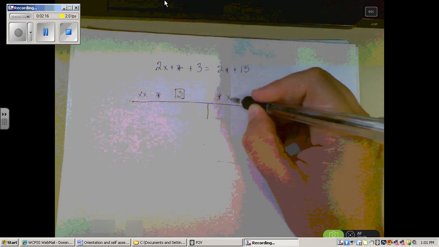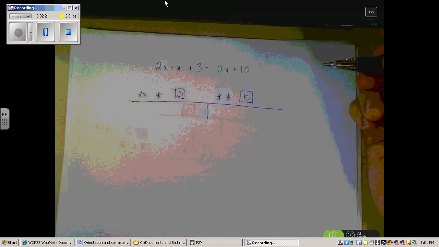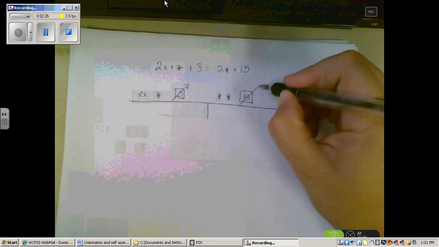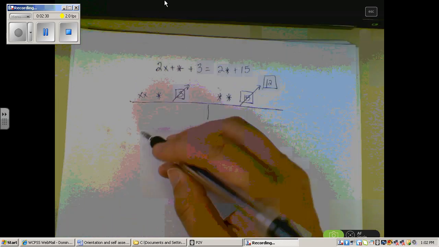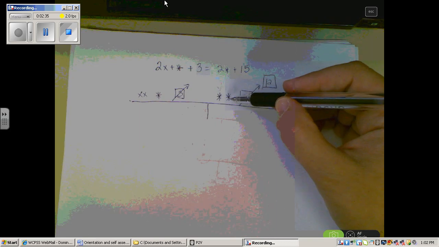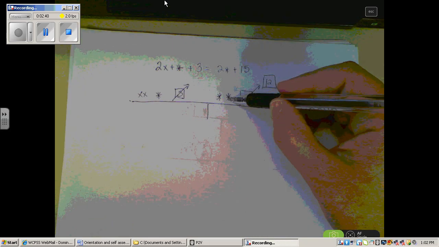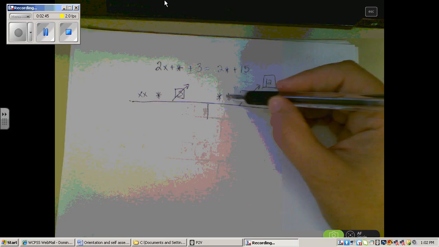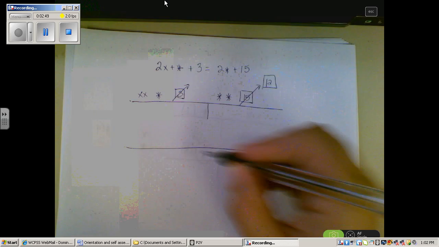2 star, 15. The first legal move that I can make is to take away 3 from both sides. And I'm left with 12 on the right. And then I can add an x to each side, so that I can remove opposites like I did in the first problem. But I have to add 2x because I have 2 stars over here. So I'm going to end up with this.